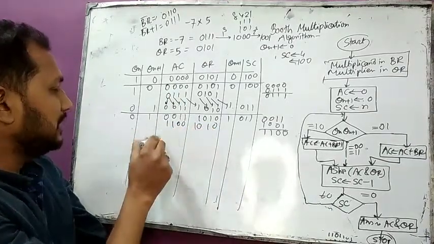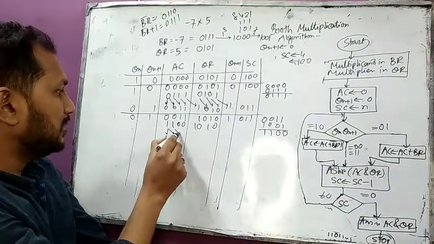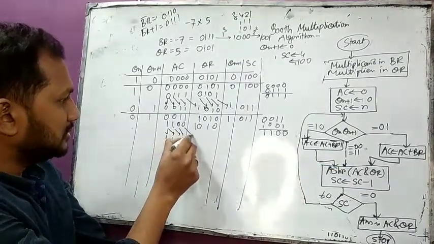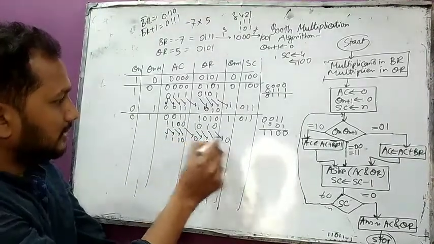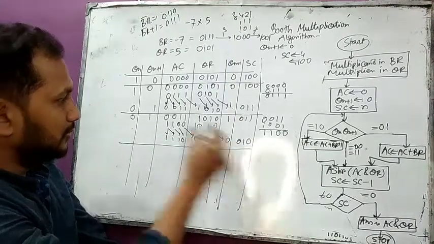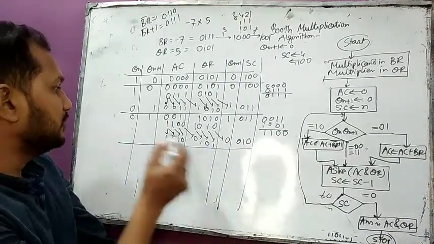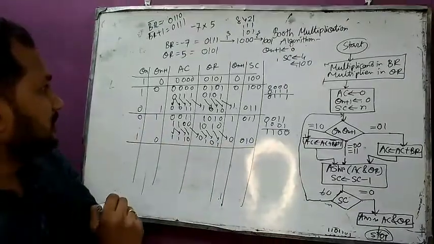Now we have to perform the arithmetic shift right. It's 1 then 1, then 1, 0 is transferred here, 1 and 0. Now the sequence counter is decremented to 2 0 1 0. Here Qn bit is 1, and Qn plus 1 is 0 1 0.